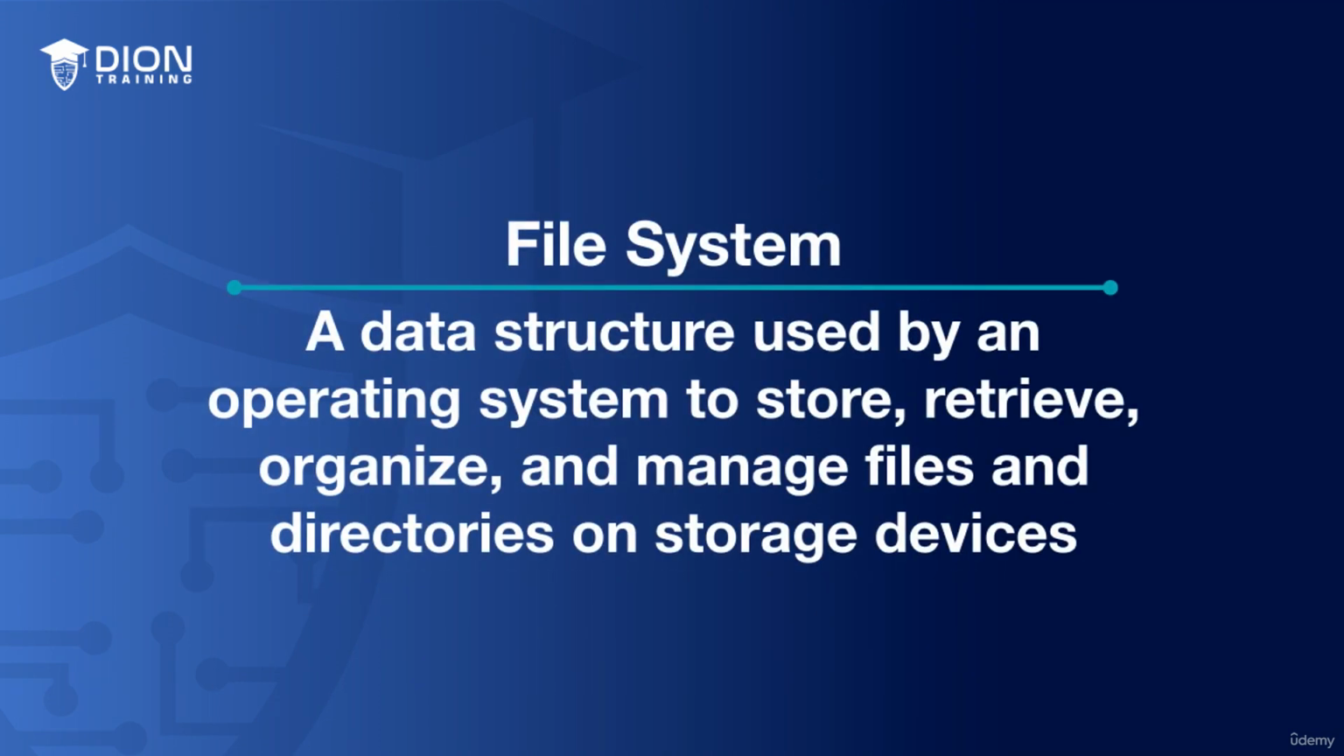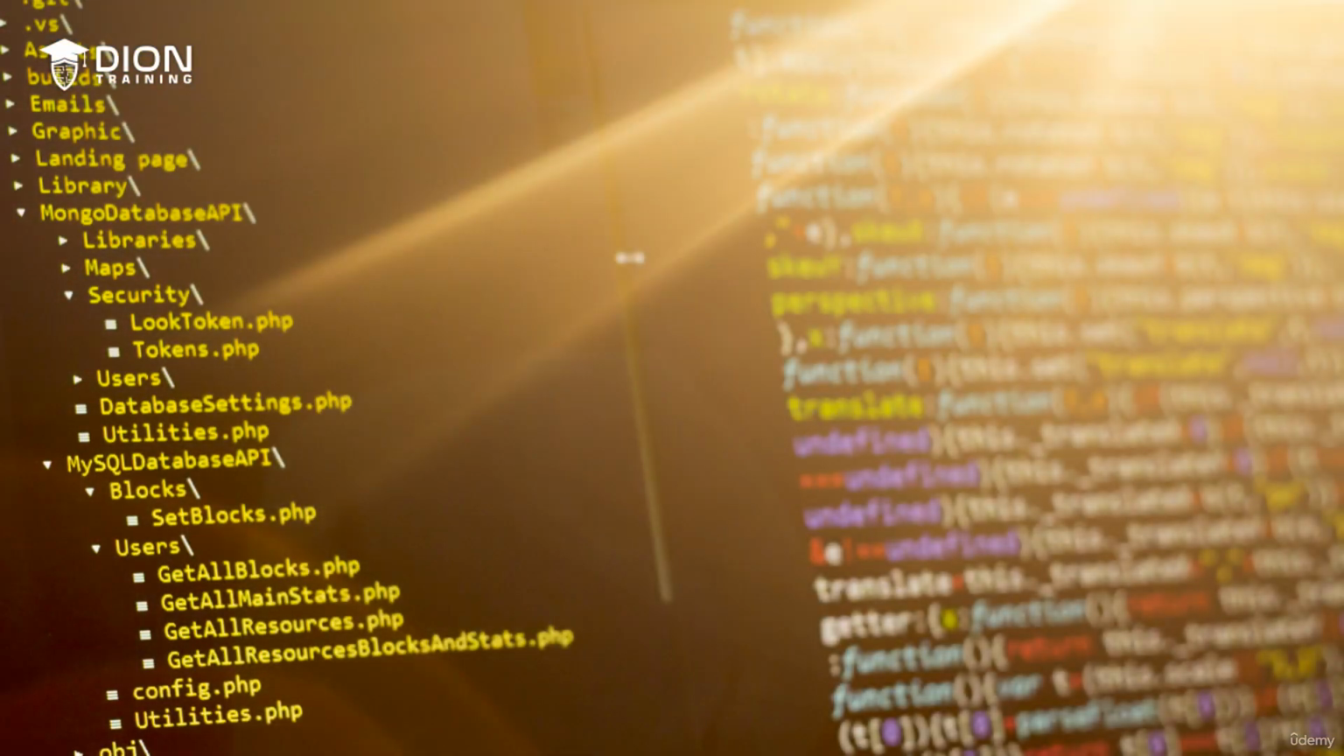Now, a file system is a data structure that's going to be used by an operating system to store, retrieve, organize, and manage files and directories on a given storage device. It also maintains information about the data, such as the date of creation and the modification of individual files, the size of the files on that storage device, the type of files, and the permissions associated with those files. But the operating system does not interpret the data contained in the files itself, because this task is handled by specific applications.